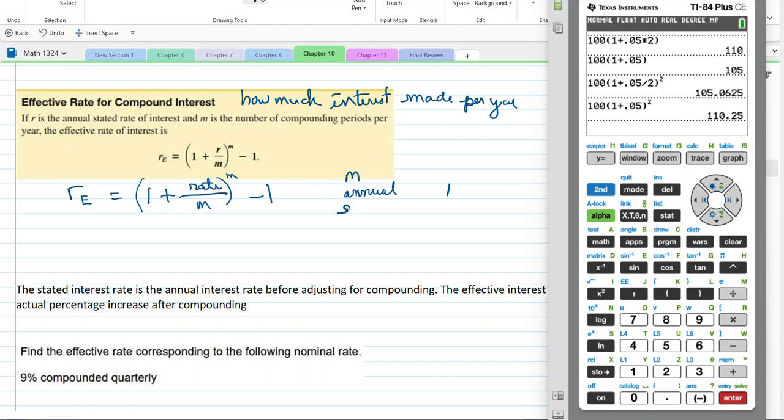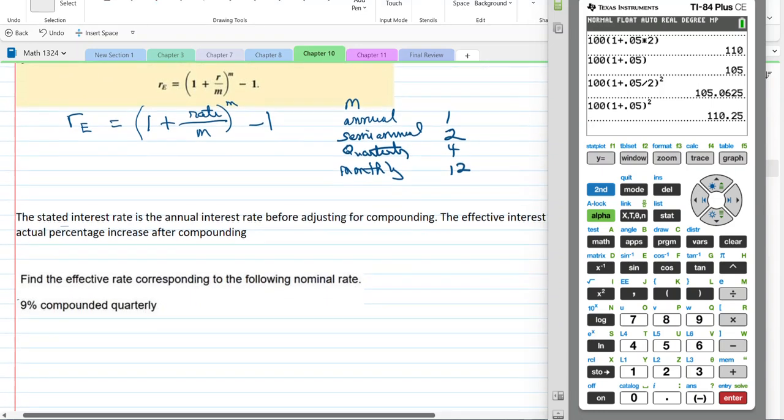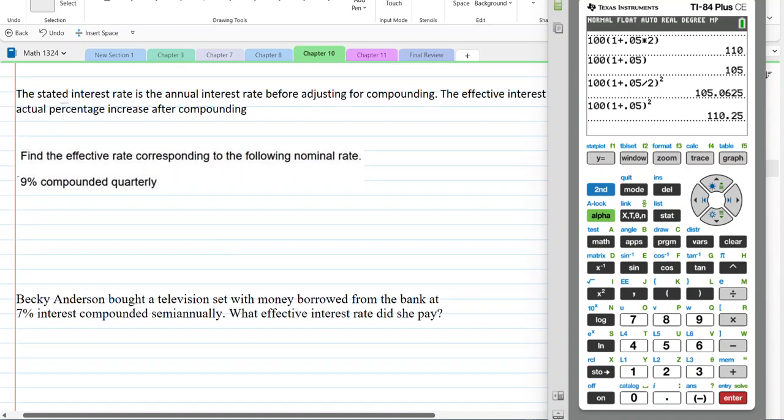Semi-annual is 2. Quarterly, the most popular, is 4. Monthly, 12. All right. And daily is 360, but we're not going to go there. Okay. So we want to state how much the effective interest yield is for the following.